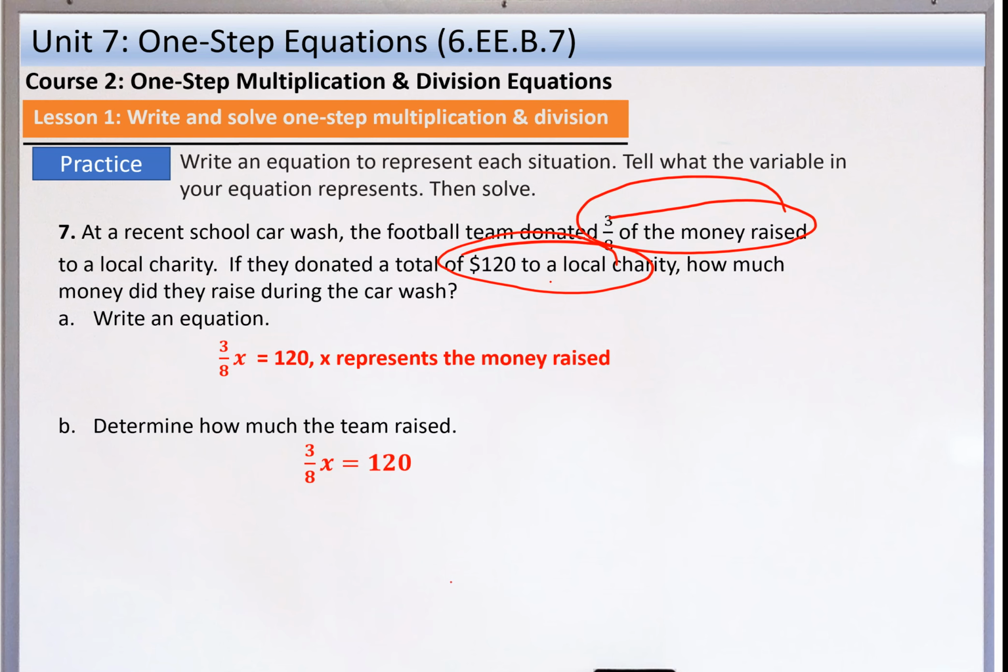So 3/8 X equals 120. To solve that, I have to multiply both sides by the reciprocal of 3/8, which is 8/3. 120 times 8/3 is the same as 120 over 1 times 8/3. I simplify before I multiply. The total they must have raised was 320. 3/8 of that is 120.